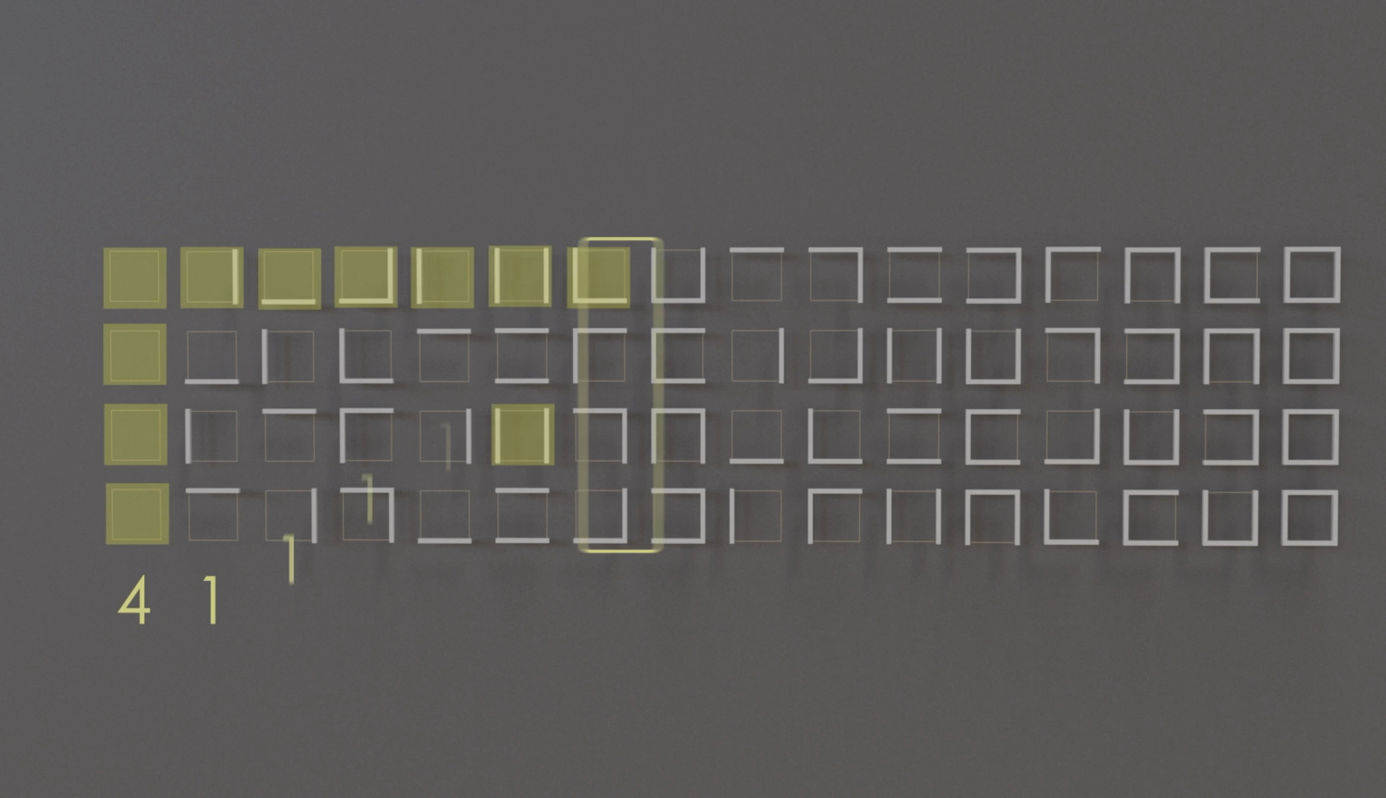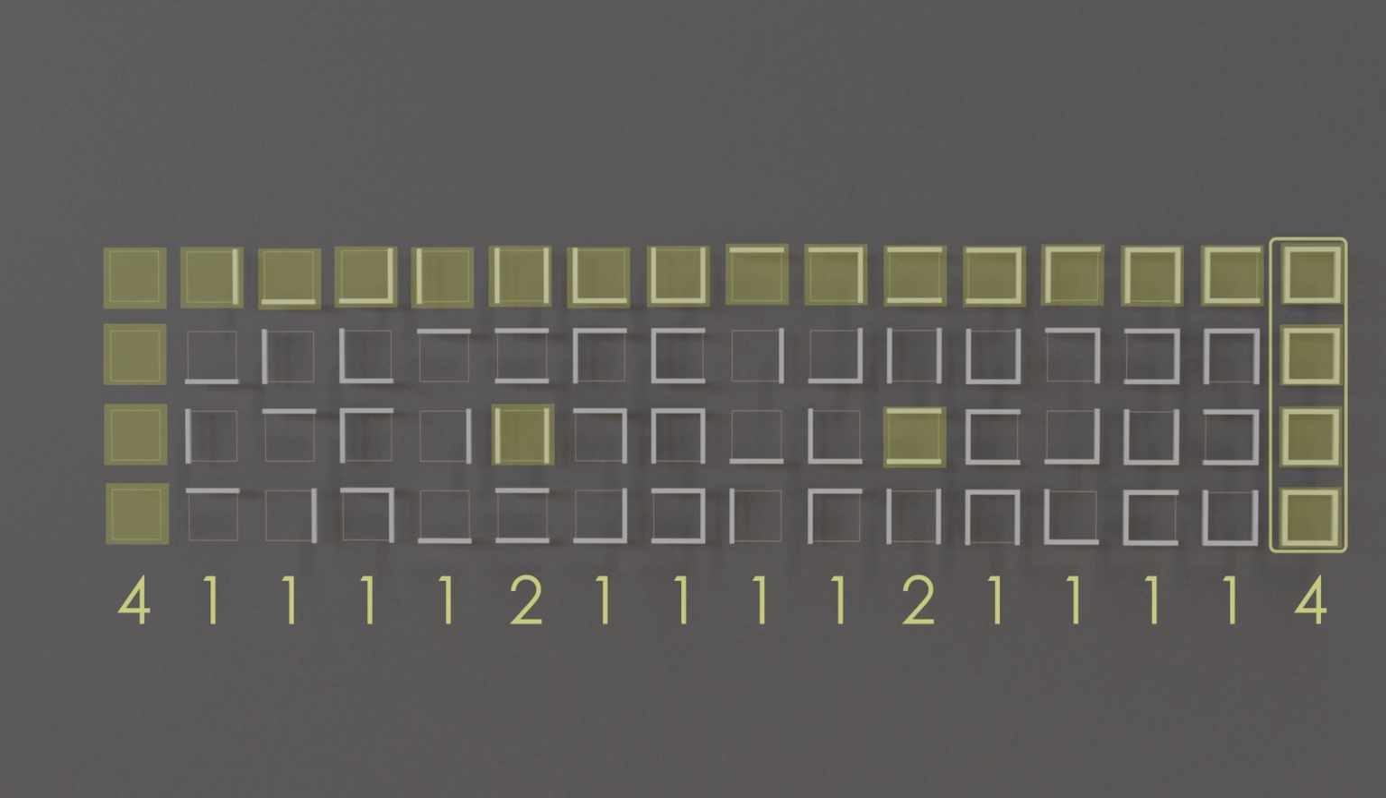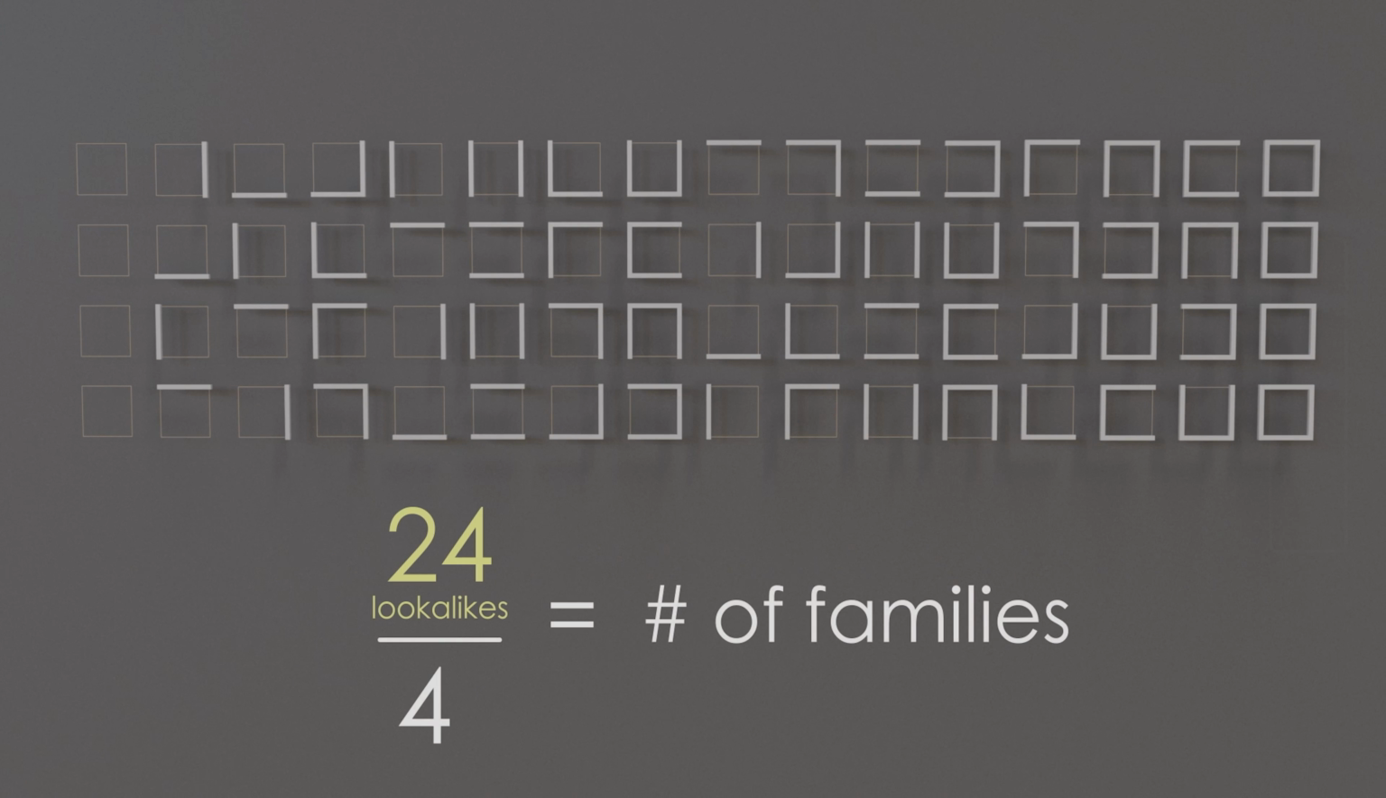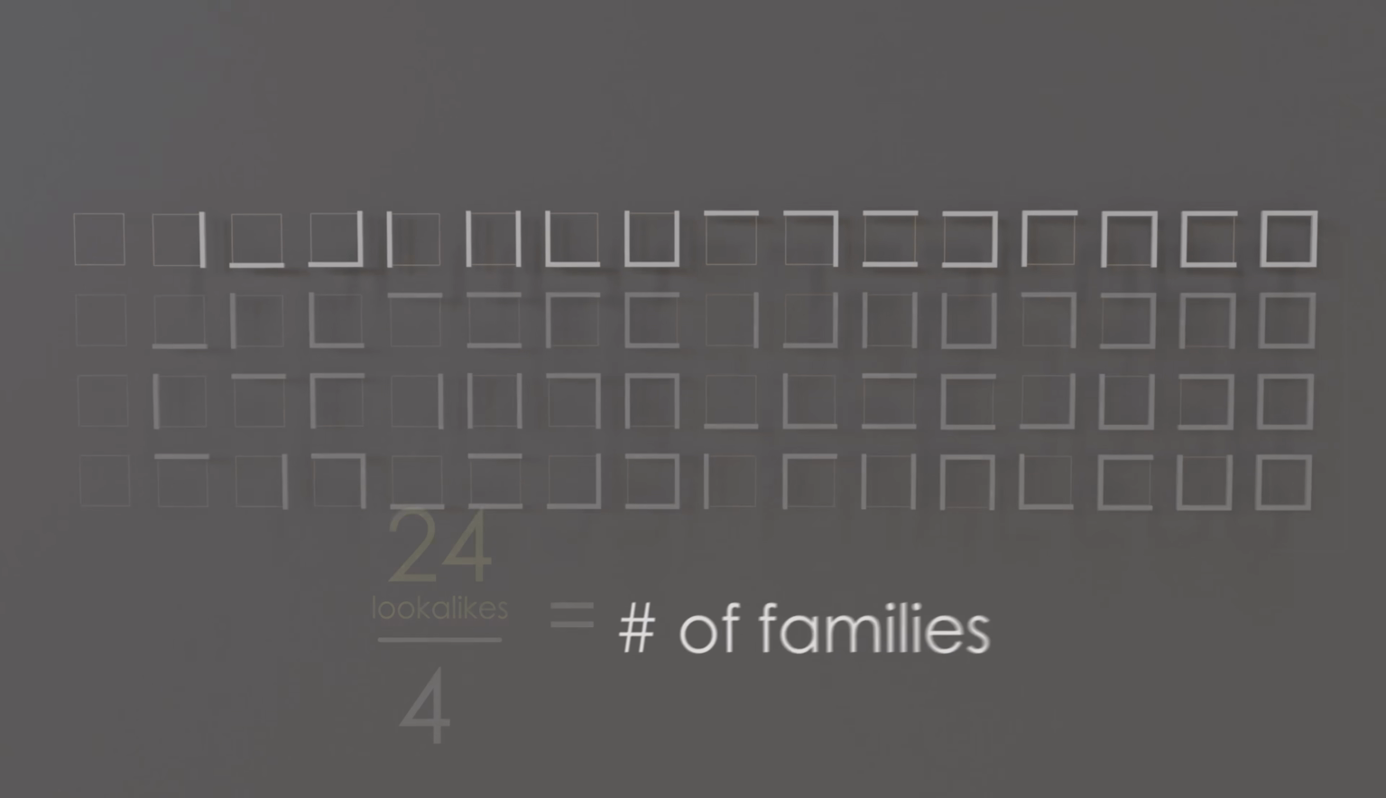In this state, we didn't know which squares belong to which families, but each column is the same as it was before, and the number of yellow squares is the same regardless of the arrangement of these columns, so we can just count these off directly. The first column has 4 lookalikes, the next one has just 1, and so on down the line. Adding these up, we find 24 total lookalikes, and we know that each family contributes 4, so that tells us there must be 6 families in here.